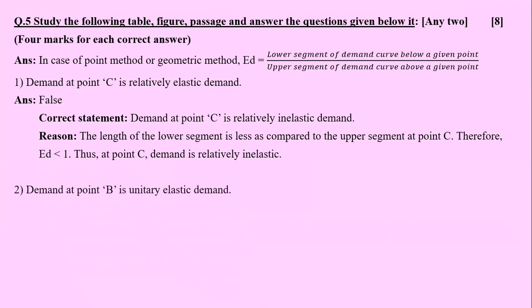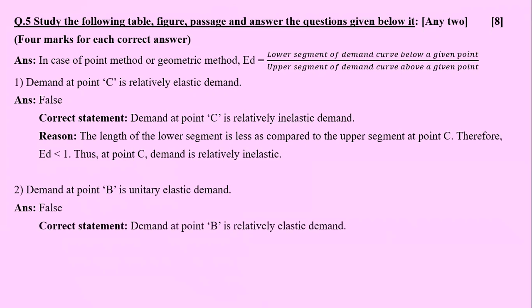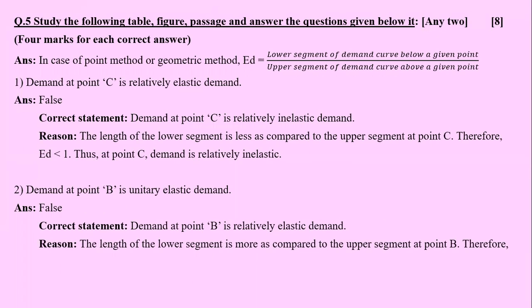Second statement, demand at point B is unitary elastic demand. Answer, false. Correct statement, demand at point B is relatively elastic demand. Reason, the length of the lower segment is more as compared to the upper segment at point B. Therefore, ED is greater than 1. Thus, at point B, demand is relatively elastic.